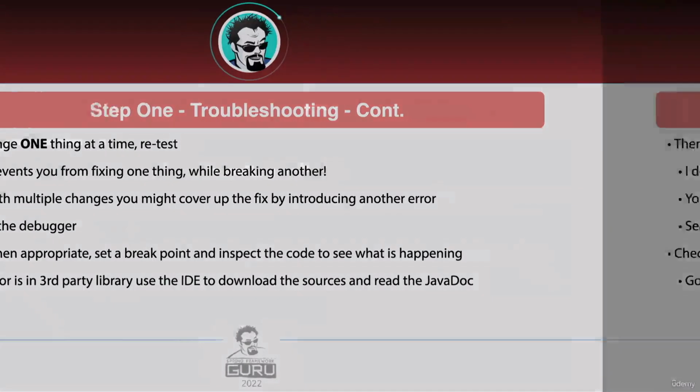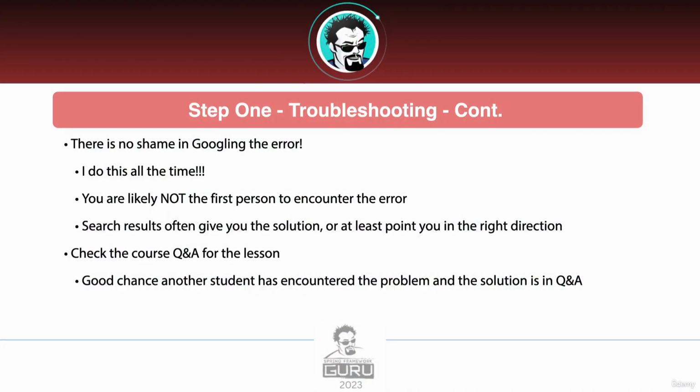So if it's a third-party library, reading the Java doc for the class that's having the error can be very helpful. And then I also like to say there is no shame in Googling. I do this all the time. If I run into an error and I'm having problems resolving it, I will Google it. Chances are you are not the first person to encounter that error. So go ahead and Google it. A lot of times the search results will give you a solution, or they will at least point you in the right direction. They'll help get you over that hump.